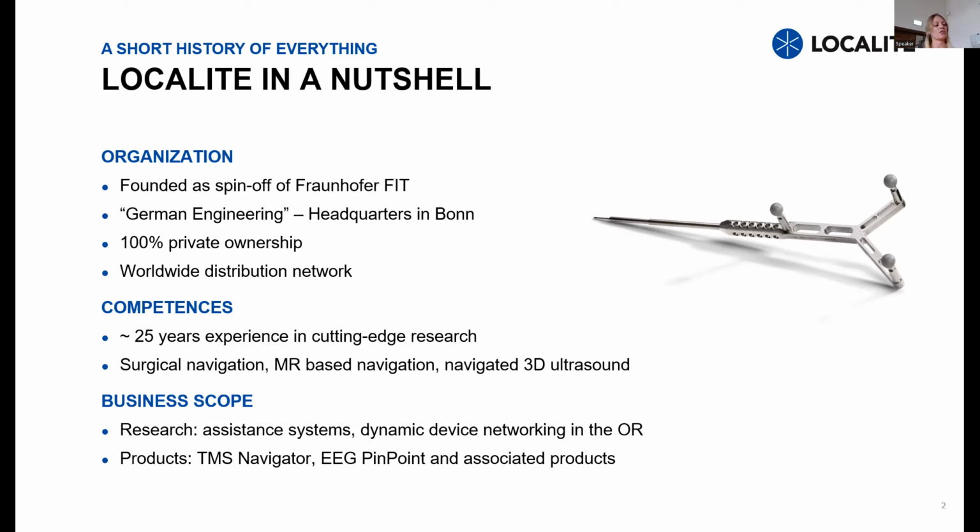So we began with surgical navigation. Then we also did MR-based neural navigation and already navigated 3D ultrasound. On one part, we are working in the research area and developing assistance systems to work in the OR. But we also have a product line that we distribute worldwide, as I said. And this is mainly our TMS navigator, which some of you might already know.